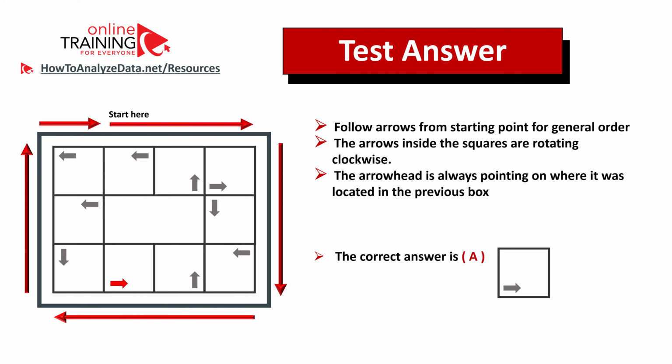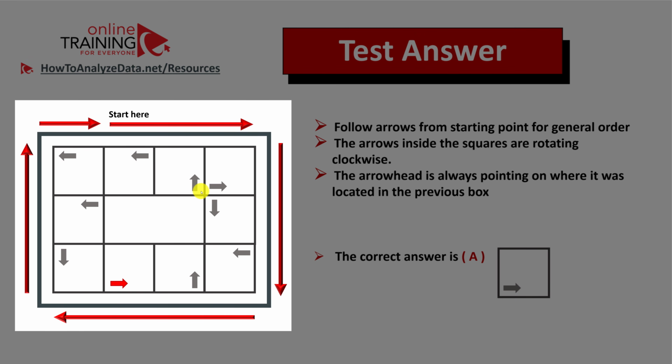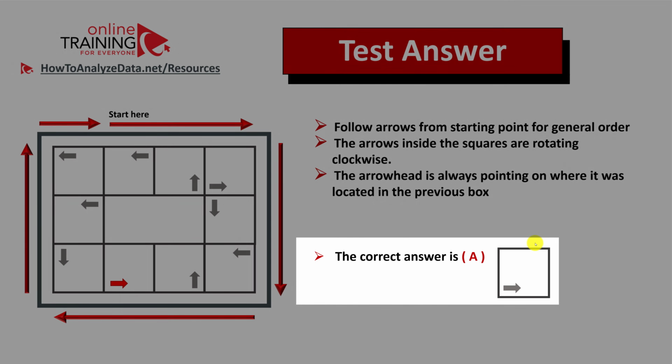There are a couple tricky parts about this question. Number 1 is the general flow of squares, and then there is a sequence of arrows inside the squares. For example, we're starting the flow right here, not in the corner. It's kind of in the middle of the upper row, and then you need to follow the red arrows for the general order. The arrows inside the squares rotate clockwise, and what you can see is the arrowhead for that smaller arrow always points to where it was located in the previous box. So the correct answer here is choice A.